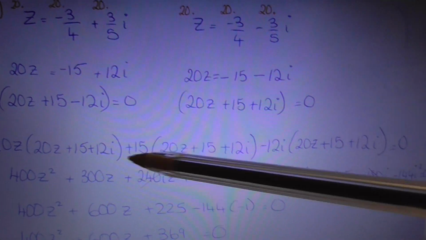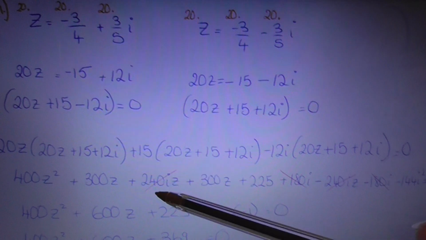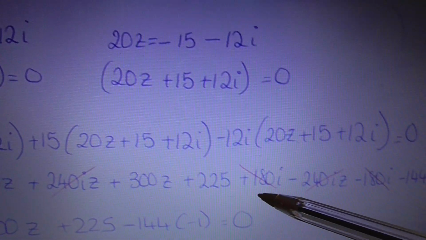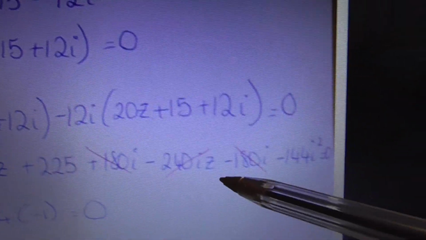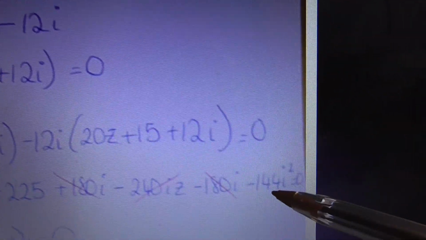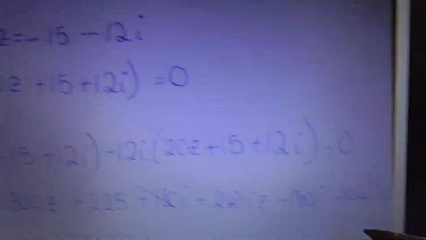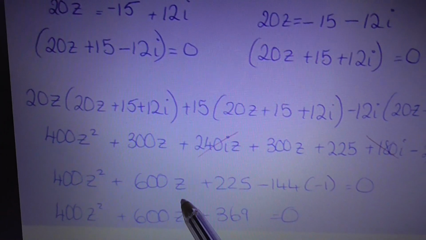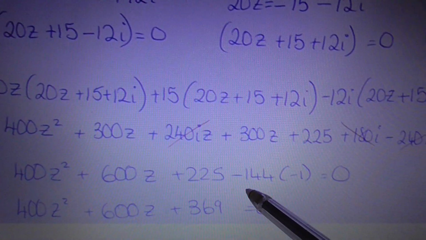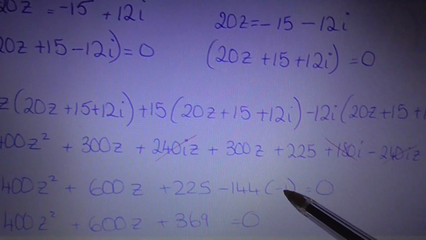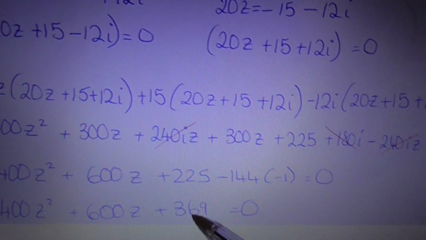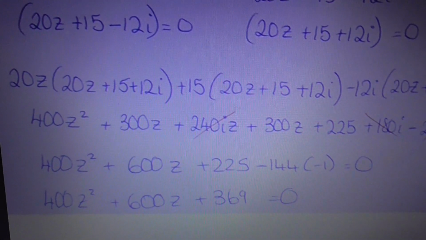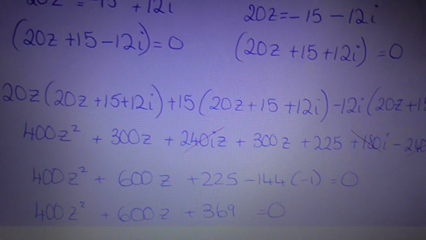Okay, so you should end up with 400z squared plus 300z plus 240iz plus 300z plus 225 plus 180i minus 240iz minus 180i minus 144i squared equal to 0. Okay, things start to cancel. You end up with the next line, 400z squared plus 600z plus 225 minus 144 by minus 1, which is plus 144, and you end up with 369. That can't be simplified, so I'm leaving it as 400z squared plus 600z plus 369 equal to 0.